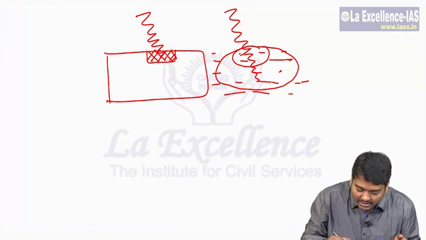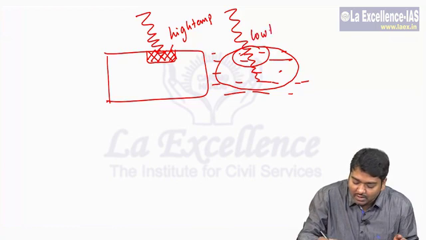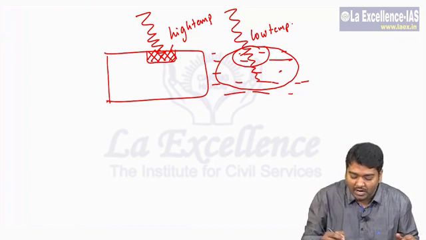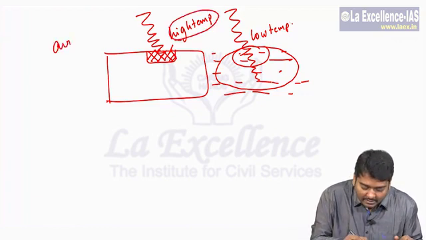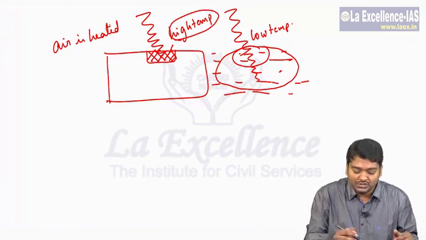Now, here you usually see high temperature, here you usually see low temperature. Correct? Now, whenever you have high temperature, air is heated. Correct? Whenever air is heated, it moves up.